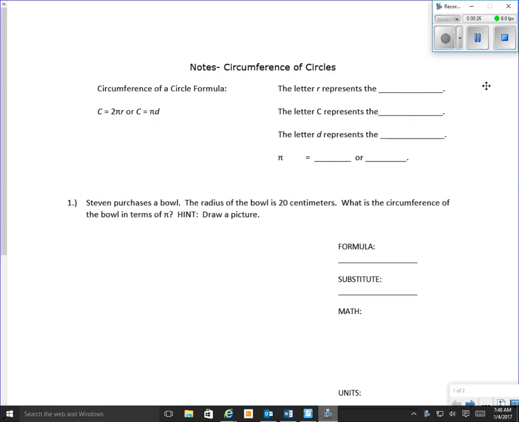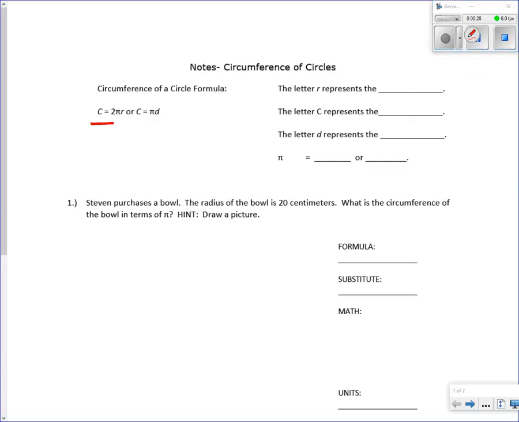So circumference of circles, these two formulas are written on your formula sheet that you would have already gotten. Depending on if you are given the radius or the diameter of a circle will kind of depend on which formula you want to use. So we're going to break apart each of the formulas just so you know what each letter or symbol stands for. So the R in both of them stands for the radius.